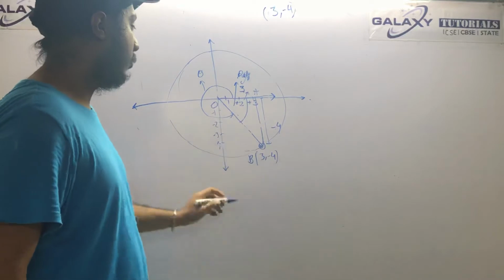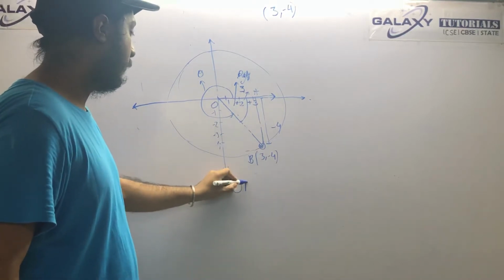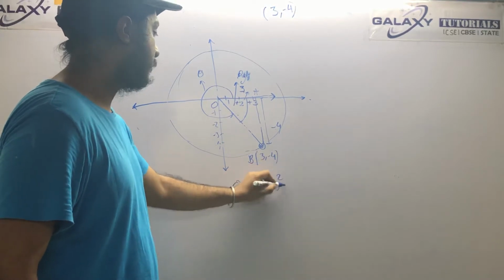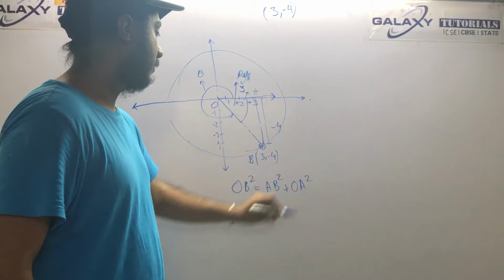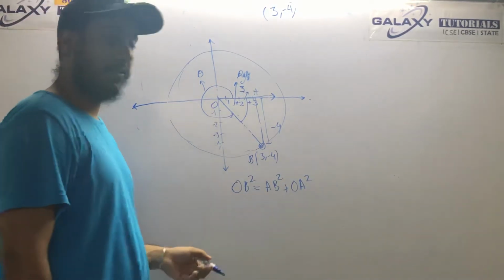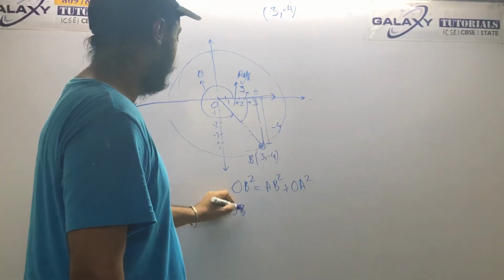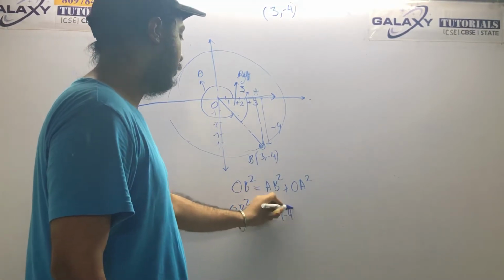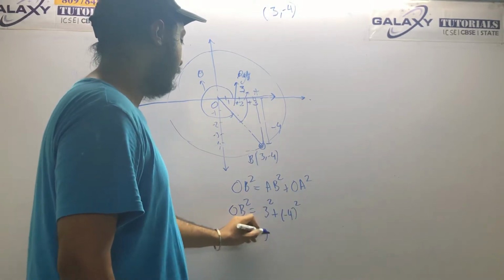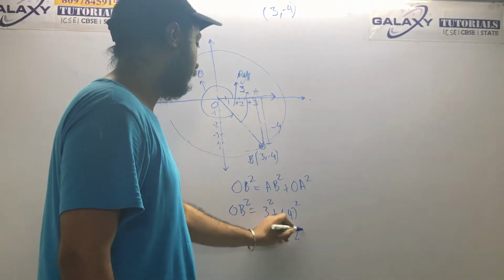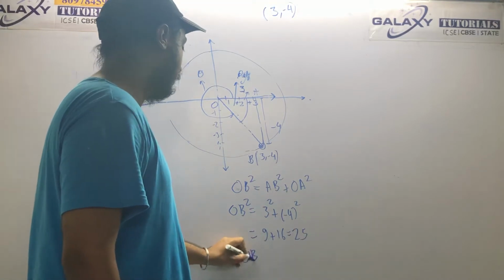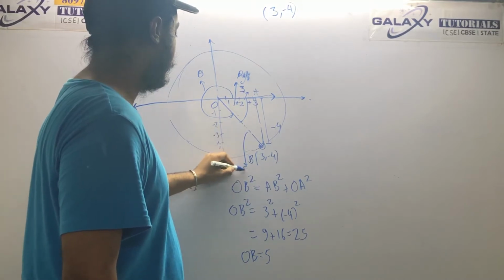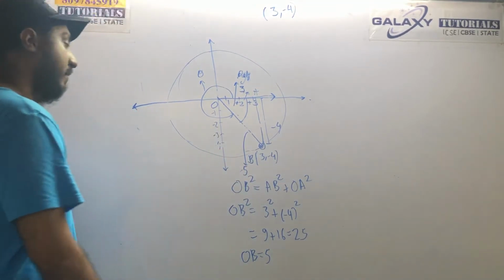So what will be OB? See, OB square is equal to AB square plus OA square. This is the Pythagoras theorem I am applying. So OB square is equal to 3 square plus -4 square, that will be equal to 9 plus 16, which is 25. So OB will be equal to 5. Now we have found the value of OB, that is 5 units.